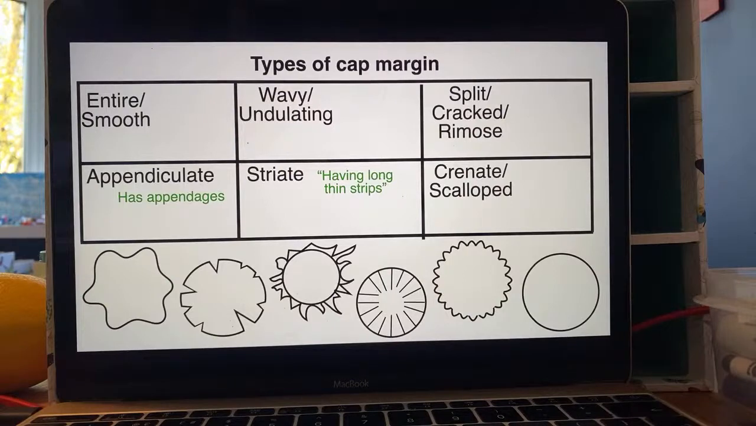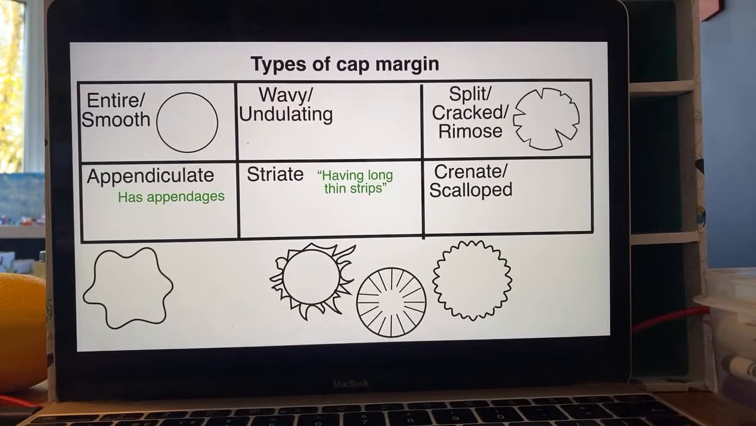All right, let's have a look. I think I did them by which one I thought was the most obvious. The most obvious one is the one that is entire or smooth. It's just whole, just a circle. There's nothing going on with that margin. It's all neat. The second most obvious one, I think, is the split or cracked one, because it's got all these cracks in it and it's split up the sides a bit.